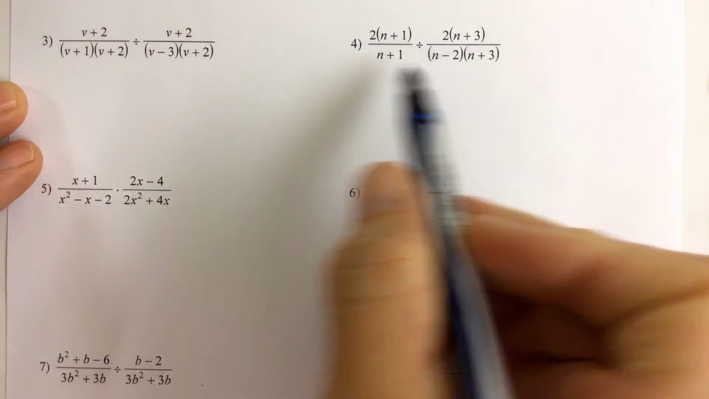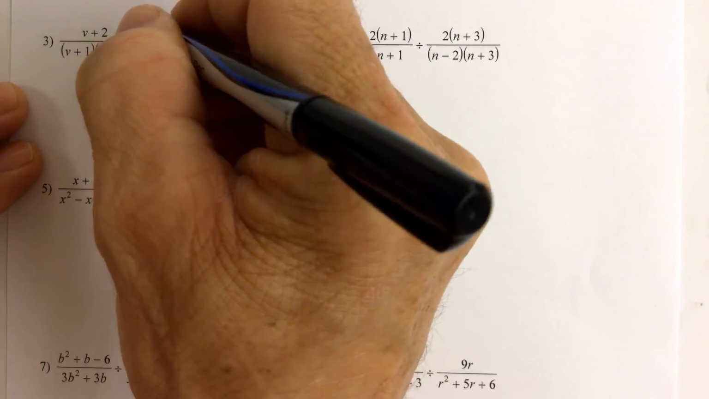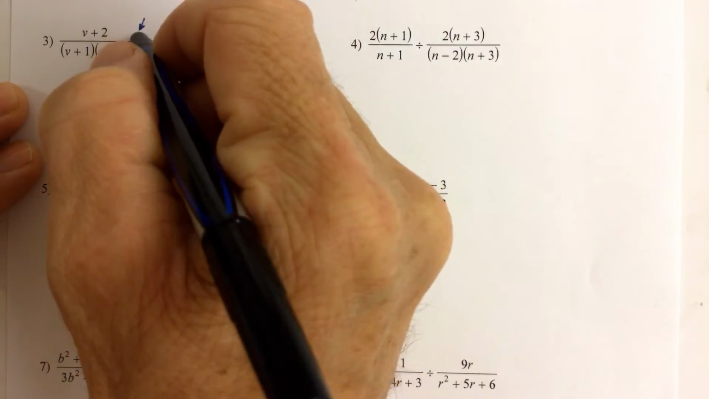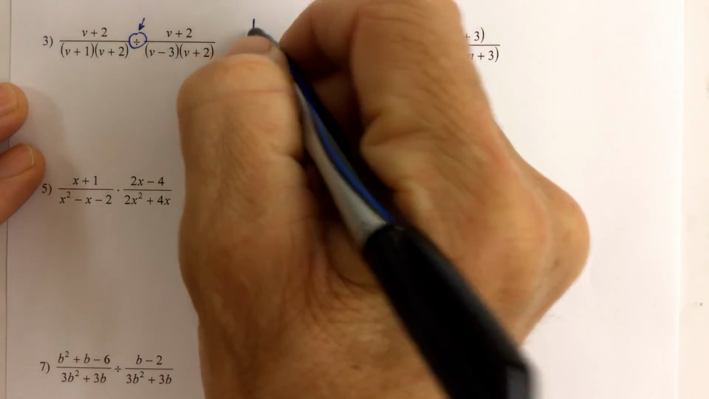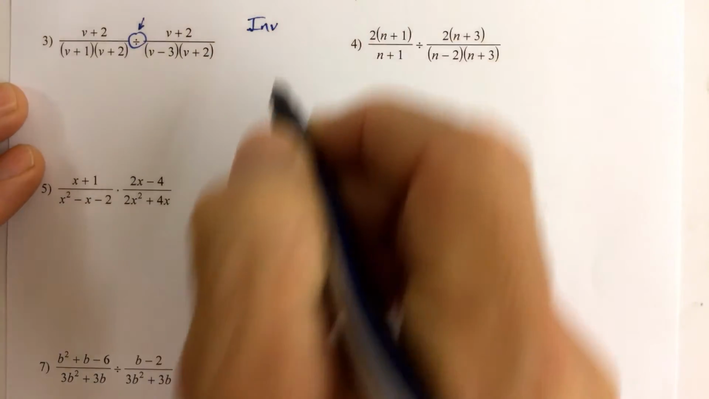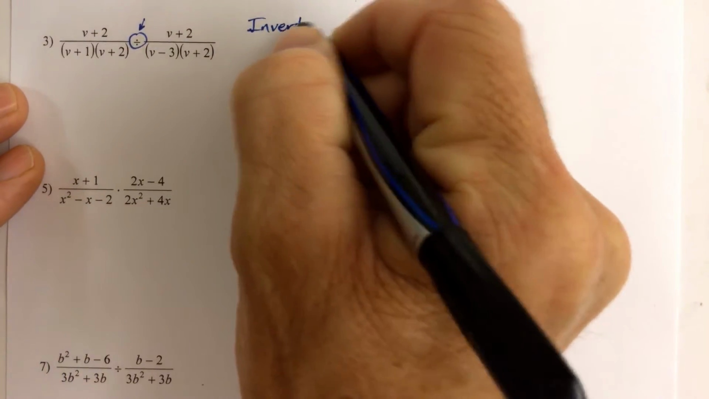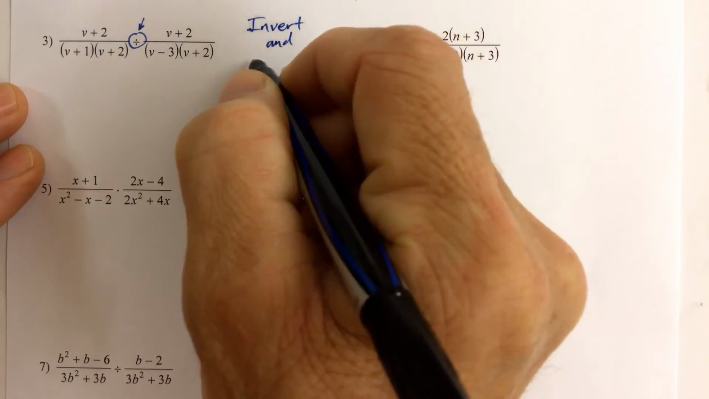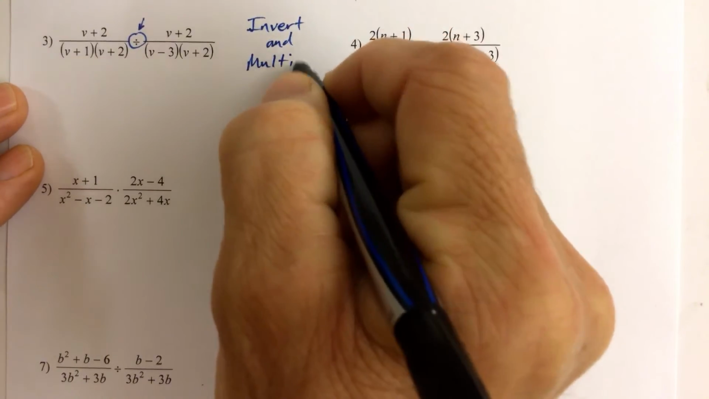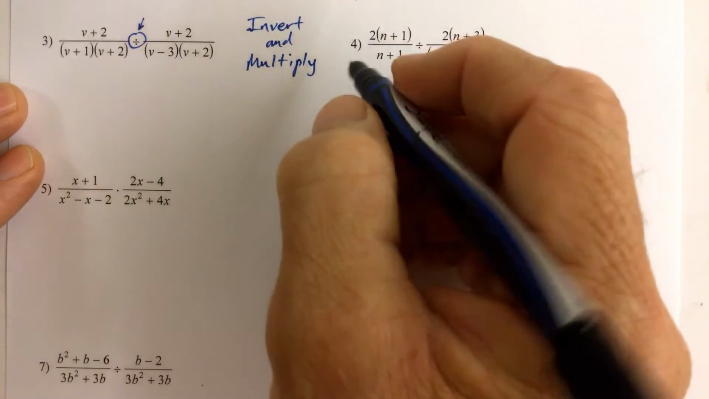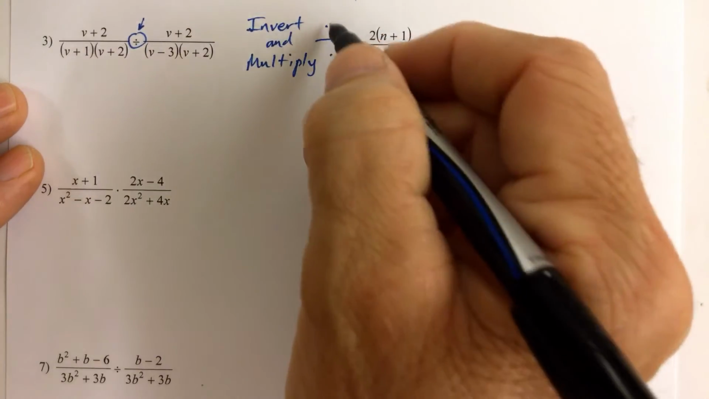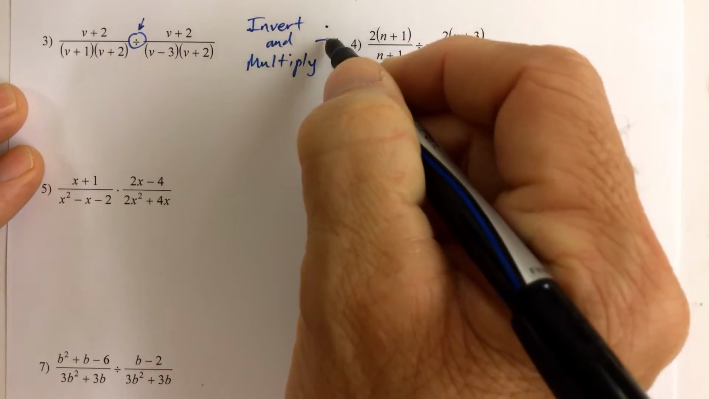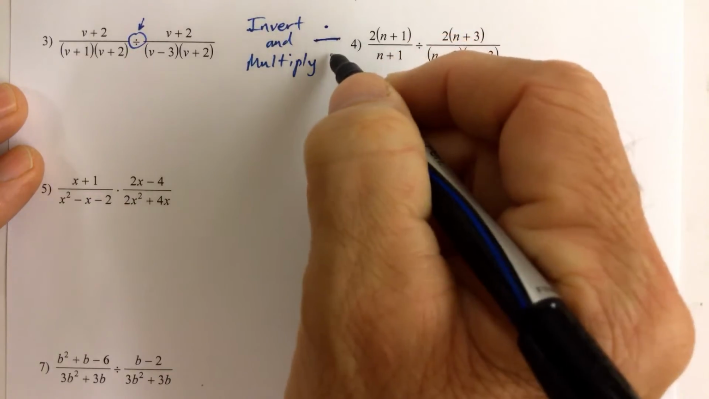For numbers 3 and 4, we can clearly see that we have a division symbol instead of a multiplication symbol, and that always should tell us to invert and multiply. So the catchphrase for this section is invert and multiply. Invert and multiply when you have a division symbol. The division symbol should tell you to do three things. You have a dot, a line, and a dot.